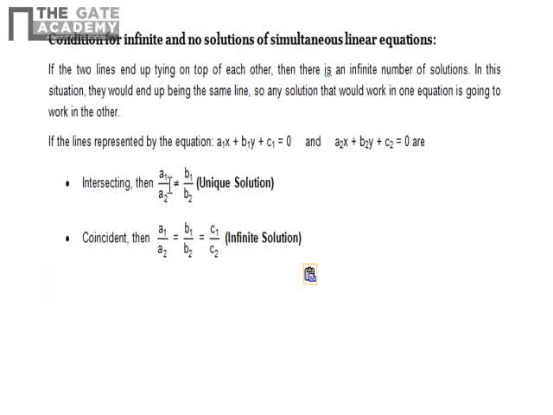So if you get that a1 upon a2 does not equal b1 upon b2, then you will get a unique solution. And if all the ratios of terms are equal, like the ratio of coefficient of x is equal to the ratio of coefficient of y, and that is in turn equal to the ratio of constant terms, then you will get infinite solutions for that equation, because they both represent the same line with different coefficients only. The representation is different but the line is the same.